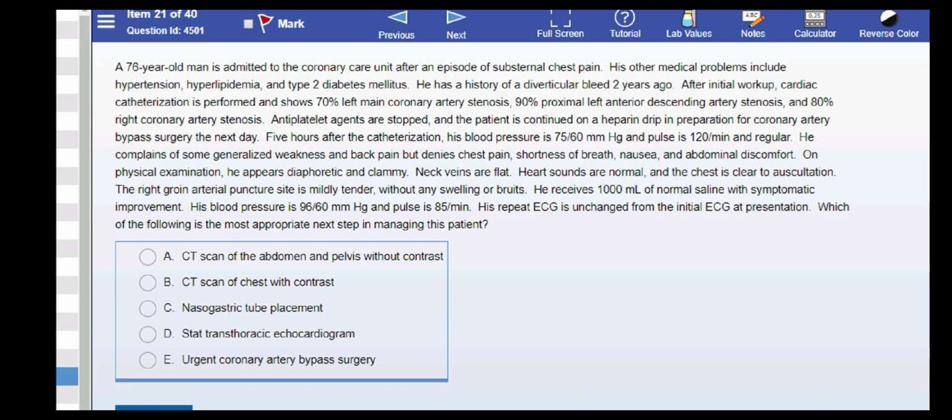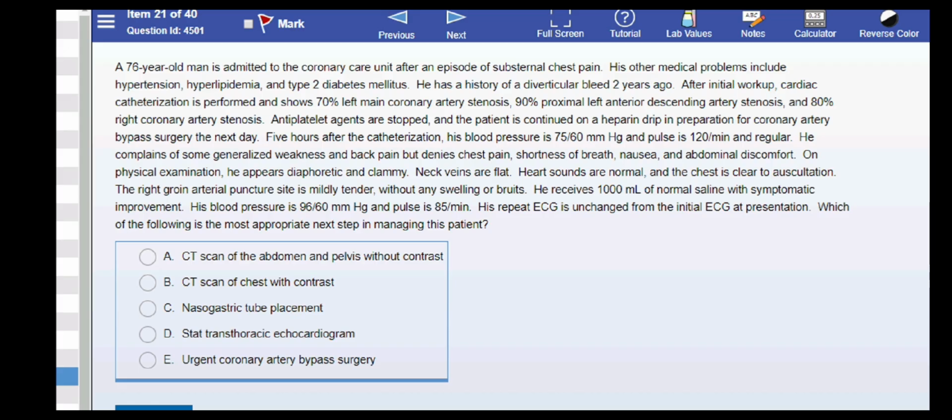We see 70 to 100% stenosis. Left main stenosis, not good, sorry, 90% in the proximal stenosis and 80% in the right stenosis. So not good at all. We stopped the antiplatelet and the patient continues on a heparin drip for a coronary artery bypass the next day.